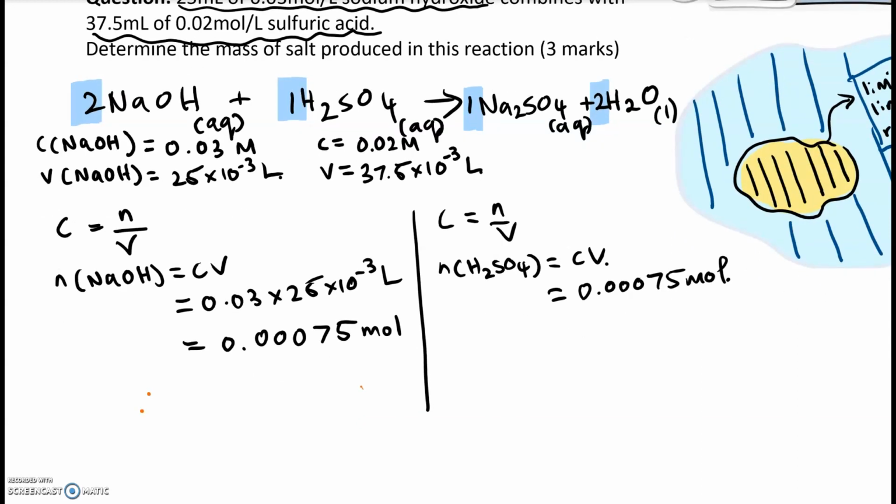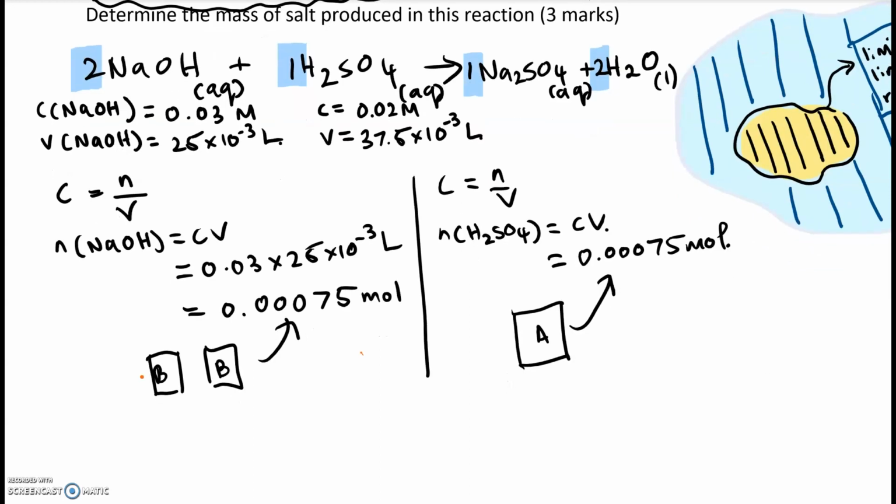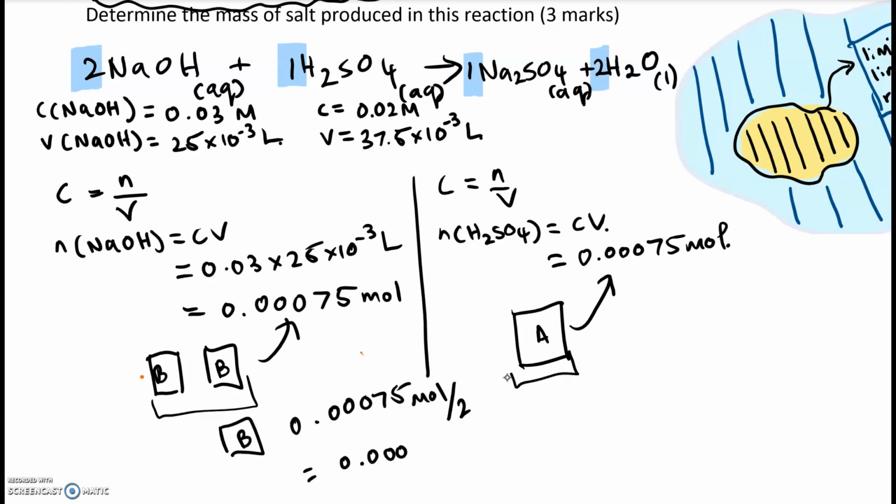So my 2 parts of base, I'm imagining 2 bags of base, is equivalent to 0.00075 moles per liter. My 1 bag of acid is equivalent to the same amount. Now I know I need 2 bags of base to combine with 1 bag of acid. 1 bag of base is hence 0.00075 divided by 2, which is 0.000375 moles. So 1 bag of base is much smaller than the corresponding 1 bag of acid.